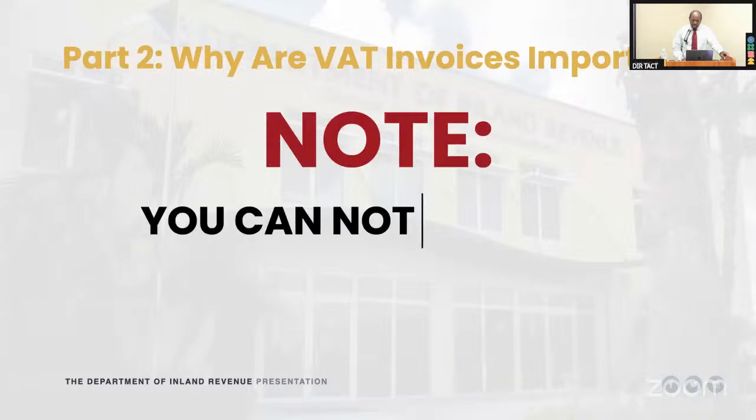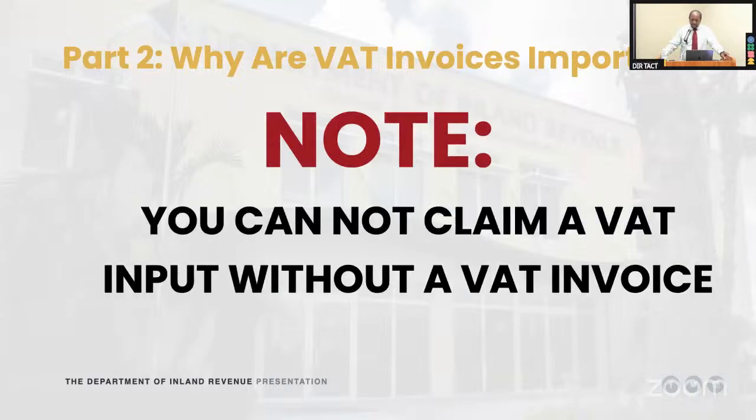And see, I put this in big red. Let me say it, and I put it in big red. You cannot claim VAT input without a VAT invoice. You cannot use a regular receipt from a business that's not a VAT registrant, and you cannot use a VAT receipt. And I'm talking about the VAT receipt because we're going to also go over that today. You can only use a VAT invoice when you are claiming inputs.